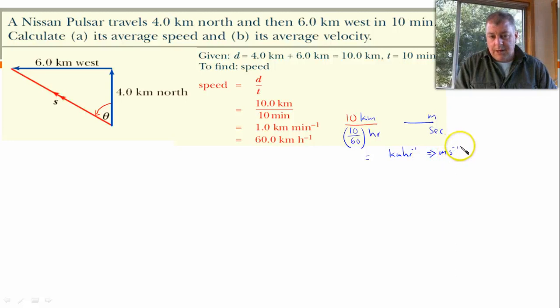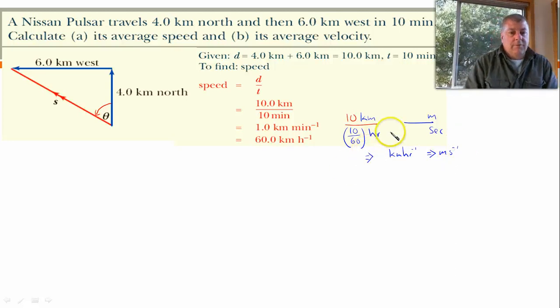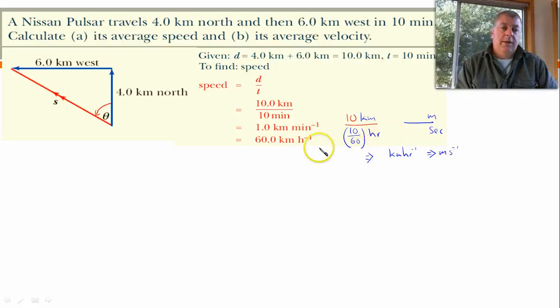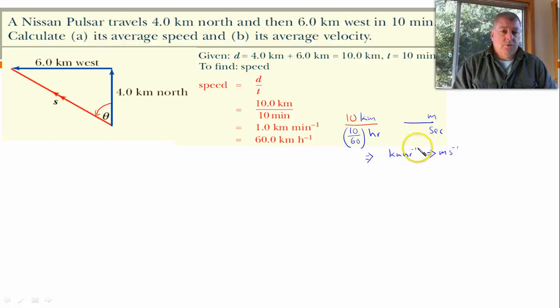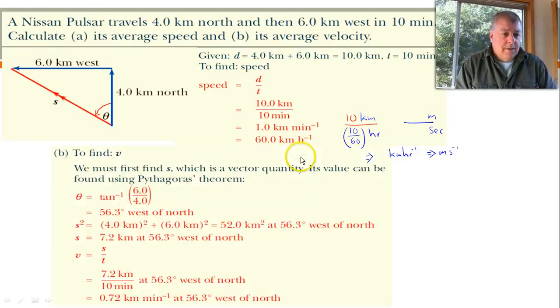we get our answer in meters per second. So sometimes we'll ask you to give us our answer in certain units. Otherwise, all of these, kilometers per minute, kilometers per hour, and meters per second, are acceptable. Generally speaking though, kilometers per hour and meters per second are the two main ones we'd use. Let's have a look now at working out the average velocity, which is a little bit more complicated.